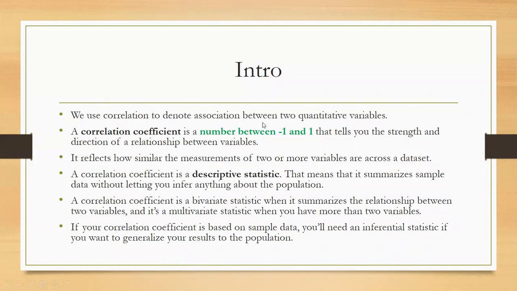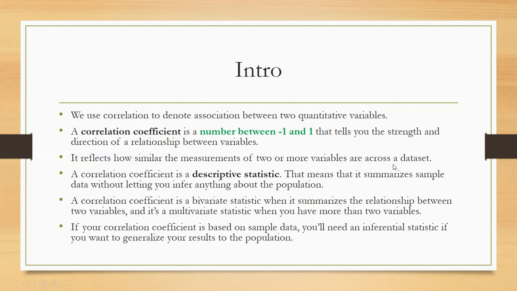It is trying to understand the association between two quantitative variables, okay, and the correlation coefficient number that you get is always between a range of -1 and +1, okay. So your correlation number is not going to go above 1, either positive or negative, okay, and it indicates the strength and the direction of the relationship between variables. Example, let's say as time increases, age of a person increases. So the two variables in the statement were time and age, okay. Then it reflects how similar measurements of two or more variables are across a data set.